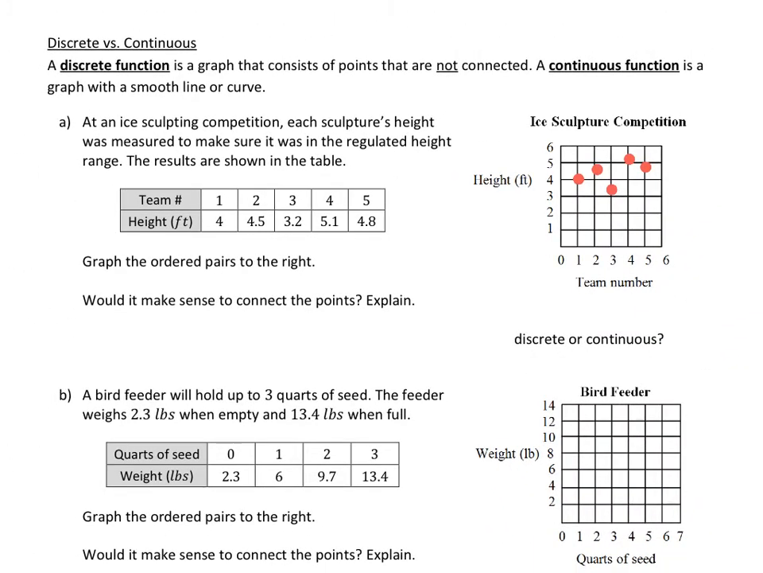Would it make sense to connect the points and explain? So we are talking about team numbers and the height of their sculptures. Would it make sense to make a line or any type of curve on this graph? For example, if you look at your x-axis, your independent variable, which is team number, would you have teams in between these numbers? So for example, could I have a team 1.5 or 2.3, etc.? The answer is no. So would it make sense to connect these points? No. So let's go ahead and explain that.